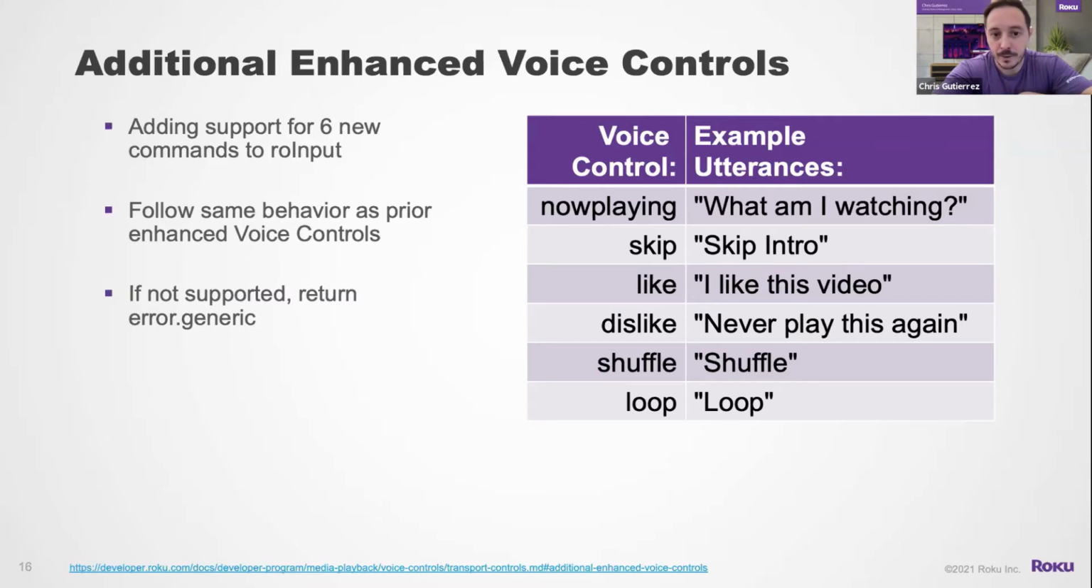We're adding what am I watching, the ability to skip an intro, I like this video, I don't like this video, and then really more for music than anything else, the ability to shuffle and loop. We're asking that developers implement these in the same way that they have the other voice controls, where if they're not supported, they return error generic, so that we provide feedback to our shared customer.